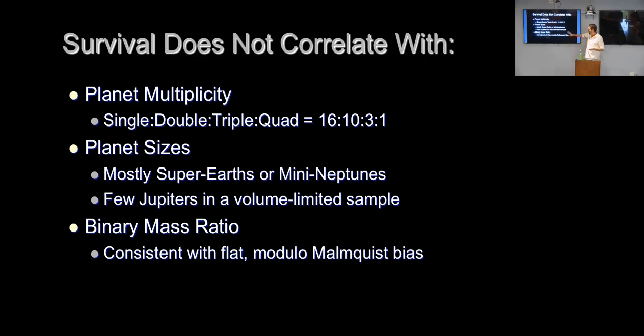And there are no trends with binary mass ratio either. Low mass binaries versus equal mass binaries seem to have the same effect, modulo multiplicity bias that we baked into our models.